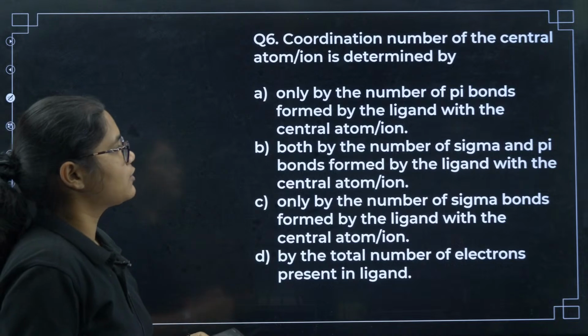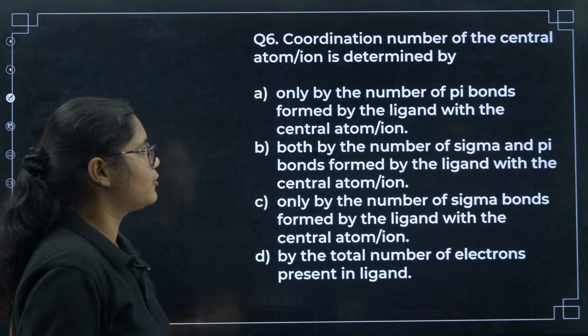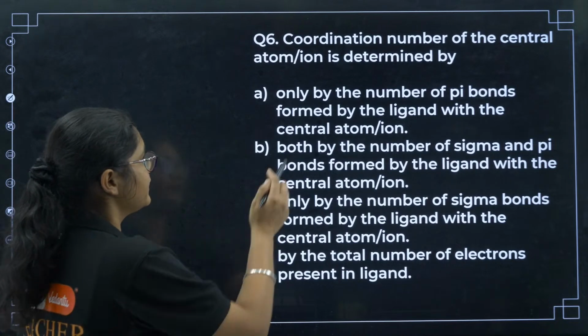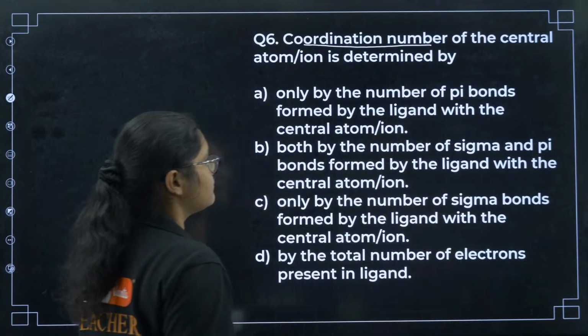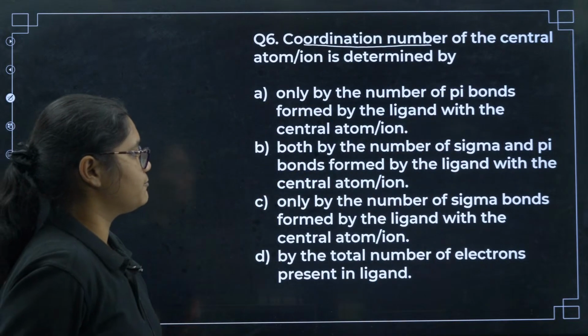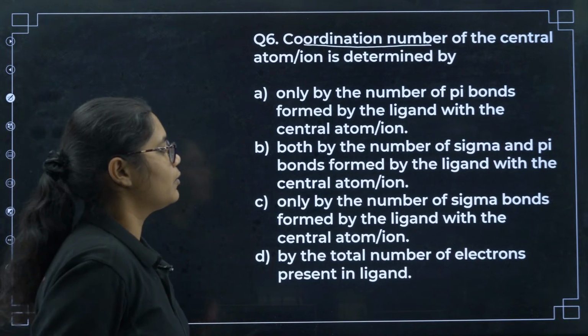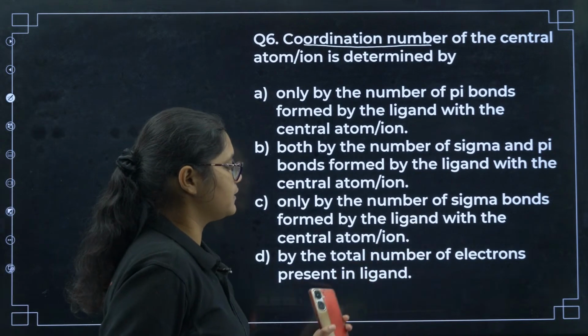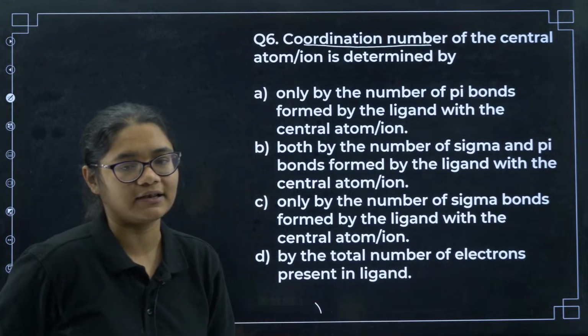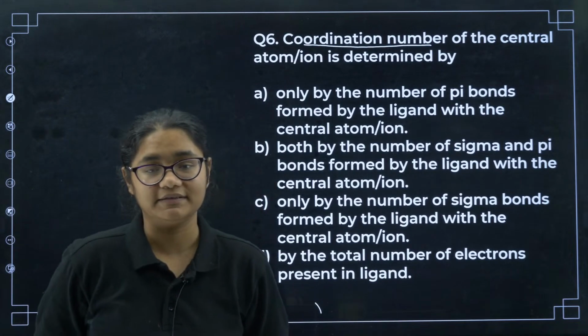Next, coordination number of central atom or ion is determined by what? Only by the number of pi bonds, both by the number of sigma and pi bonds, only by the number of sigma bonds, or by the total number of electrons present in a ligand. This is also a very basic question.